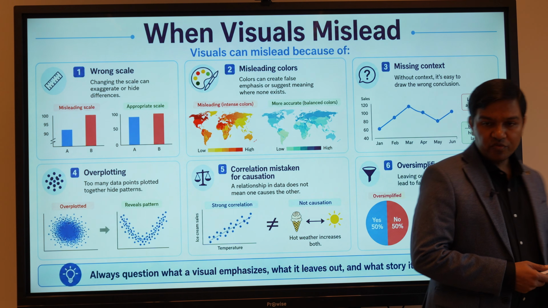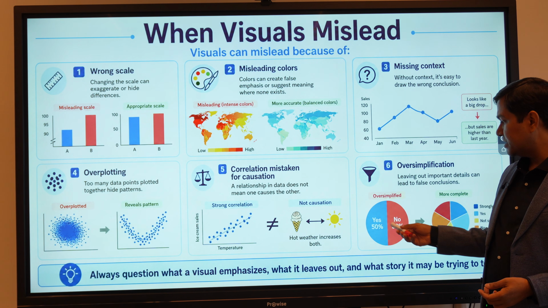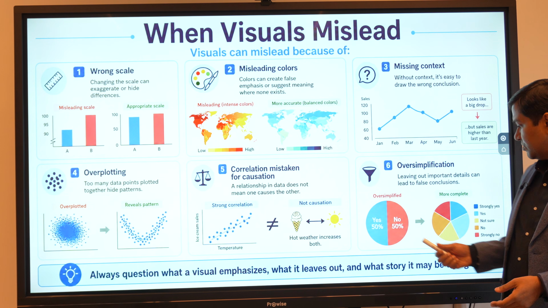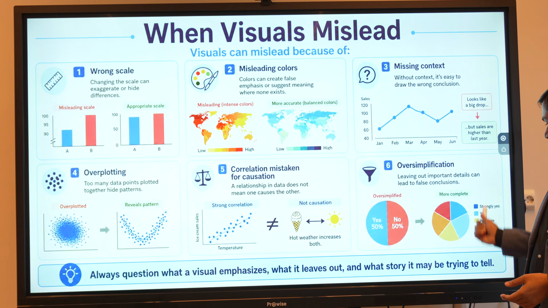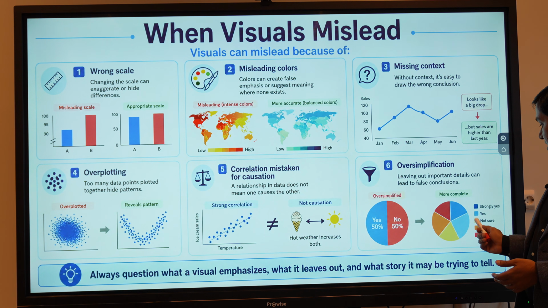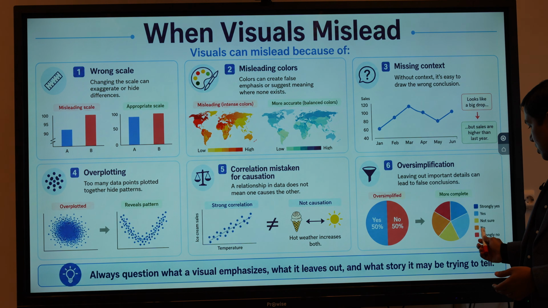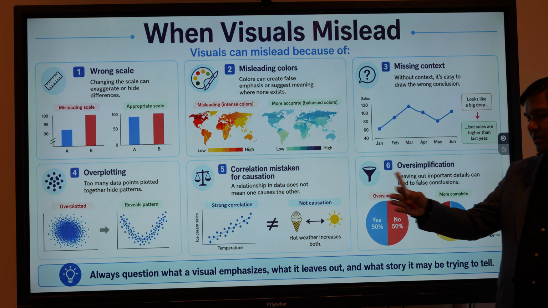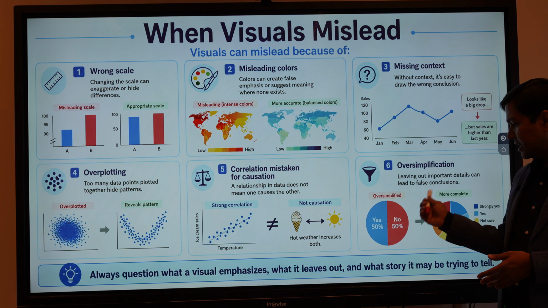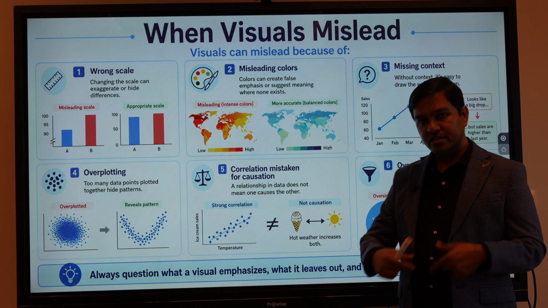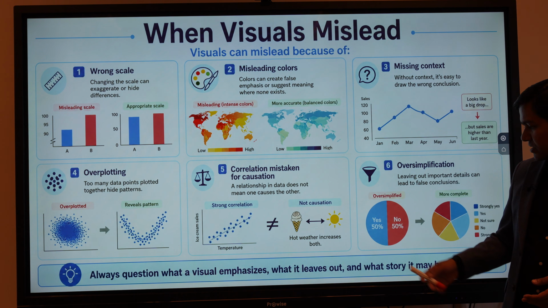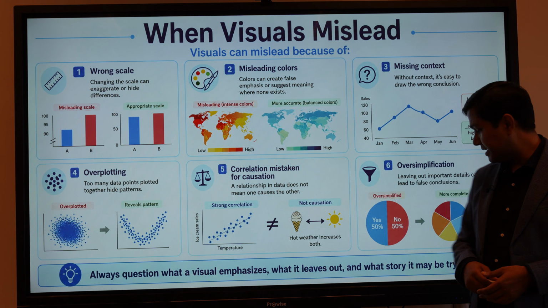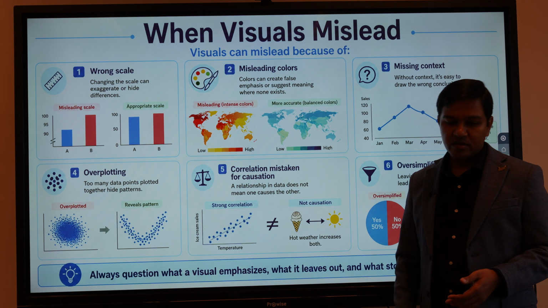Sometimes there is oversimplification of visualization. For example, here the data has been clubbed as yes and no, so it looks equal, but it would have been better if the data was shown as strongly yes. Here strongly yes and yes have been merged, and strongly no and no have been merged, and maybe they have been divided among them, so that led to the misleading. So always question what the visualization emphasizes and what it is leaving away. What story is it trying to tell, or trying not to tell. Okay.